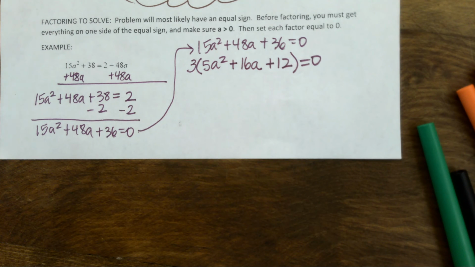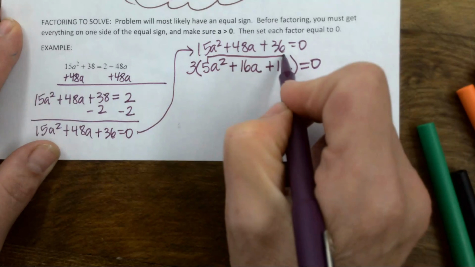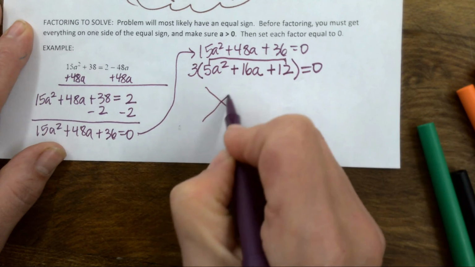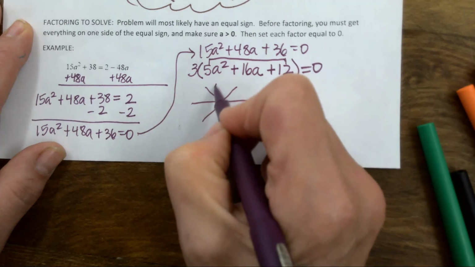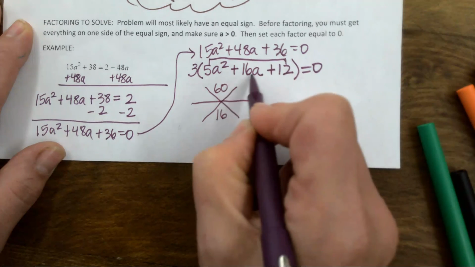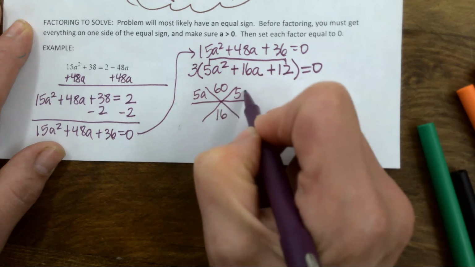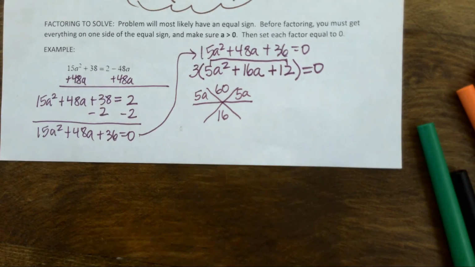Should we stick with Snowflake? Yes. Okay. So I multiply the front and the last. That gives me 60. The bottom is 16. That's that middle number. 5a and 5a in the upper wings. And now I'll start going through the factors.